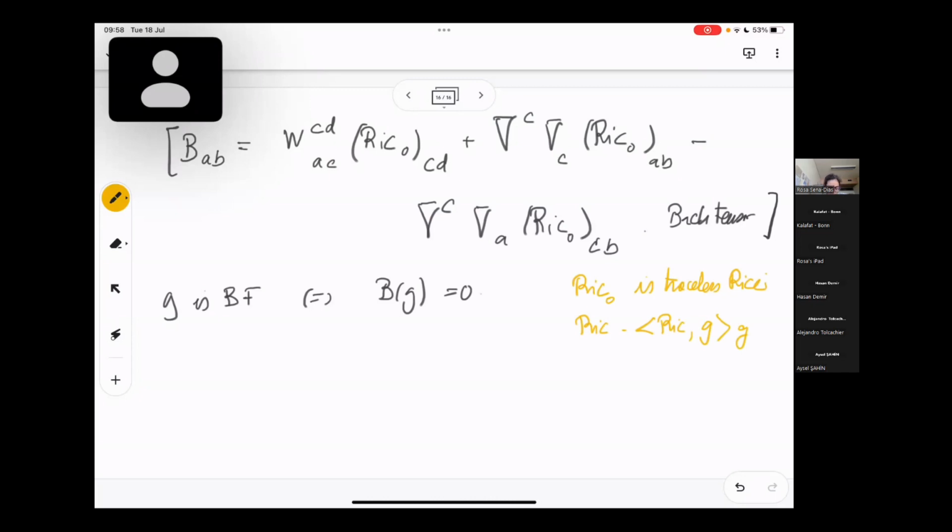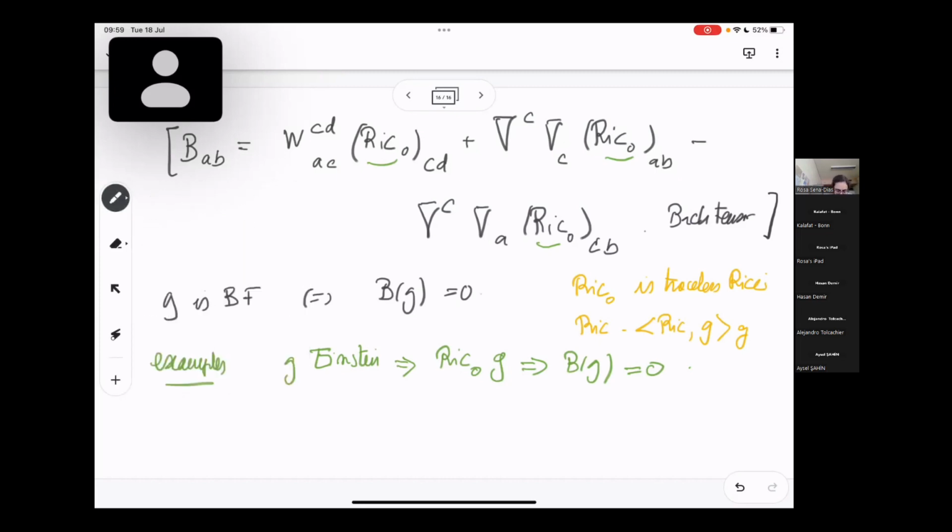And okay, so why do I care about this formula? Because from this formula, it follows that we already have examples of Bach flat metrics. If g is Einstein, well, I didn't give you examples for Einstein metrics, but if g is Einstein, then its traceless Ricci is zero. That's precisely what it means to be Einstein. And so everything that appears here vanishes, and so it's Bach flat. Einstein metrics are examples of Bach flat metrics.